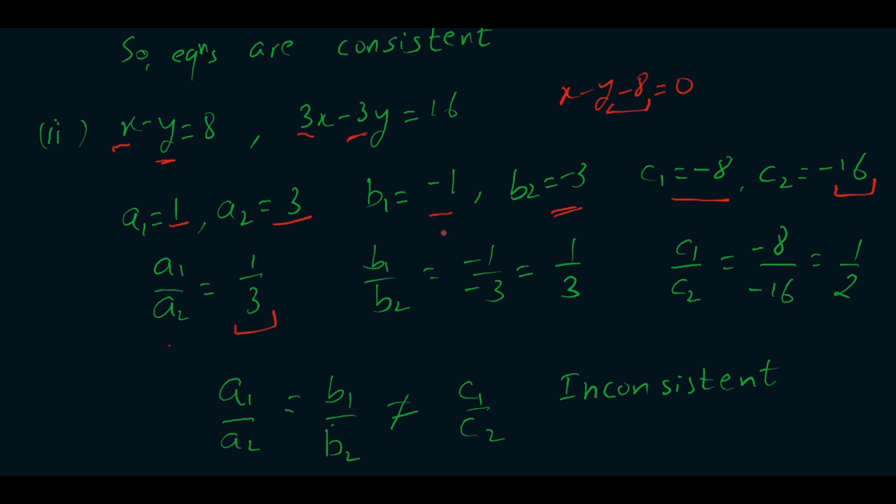b1 by b2 is minus 1 by minus 3. This minus will cancel out and it becomes 1 by 3. Now c1 by c2 is minus 8 over minus 16. This minus will cut out. Now 8 times 1 gives us 8 and 8 times 2 gives us 16. So it is 1 by 2. So a1 by a2 is 1 by 3 and b1 by b2 is 1 by 3, but c1 by c2 is 1 by 2. So a1 by a2 is equal to b1 by b2 but it is not equal to c1 by c2, so it is inconsistent. Now let us move on to our third question.